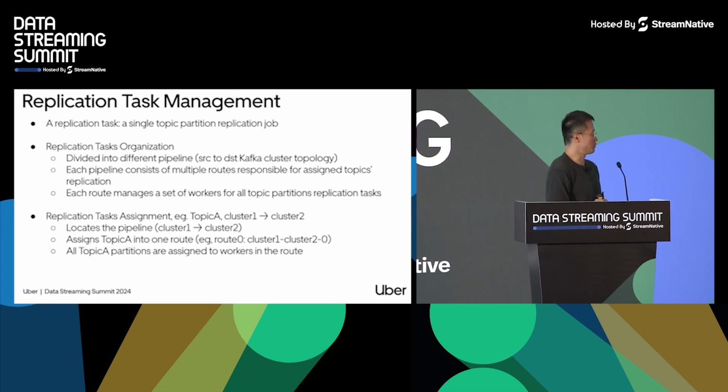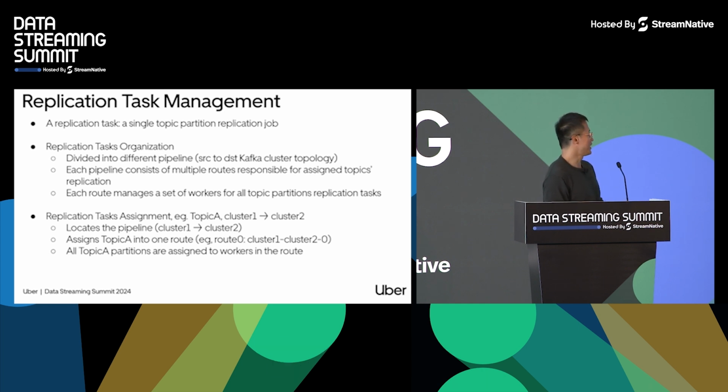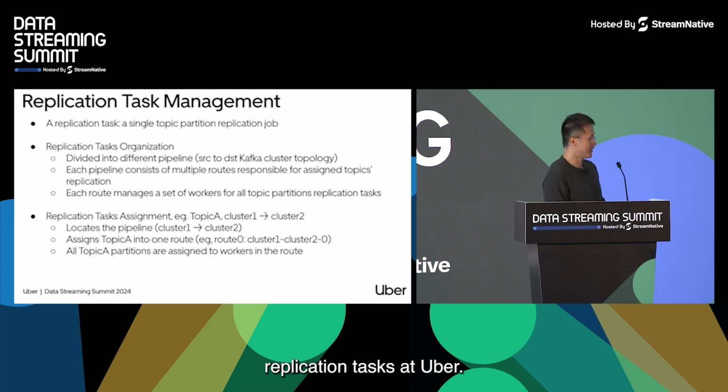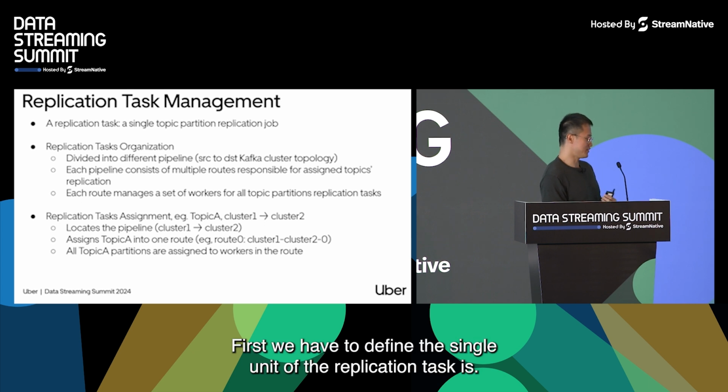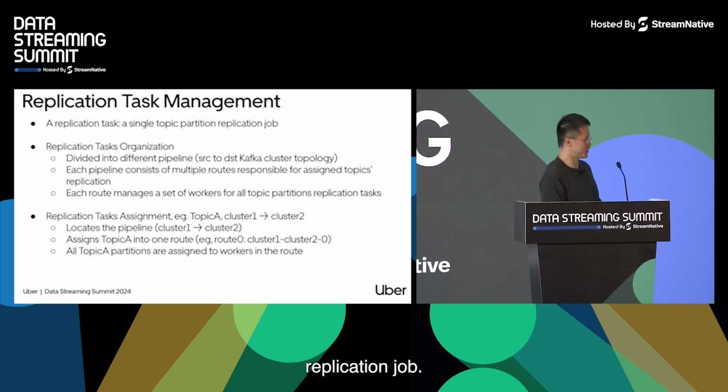Okay. After we know what it looks like from the architecture point of view, next we will discuss how we manage all of the replication tasks at Uber. First, we have to define what the single unit of the replication task is. So one replication task is a single topic partition replication job.